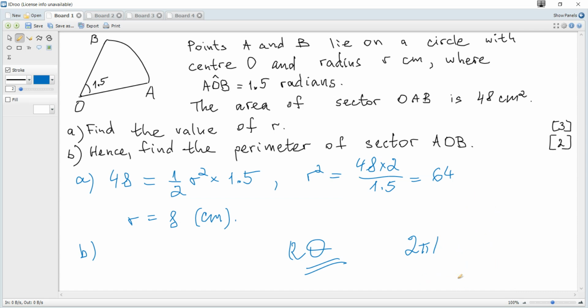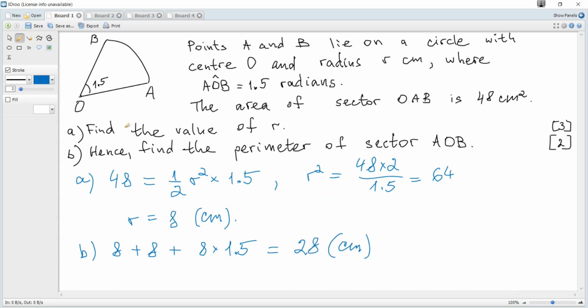So the required perimeter becomes the radius, which is 8, plus 8, plus the length of the arc, which is r theta, r times 1.5. Hence it becomes 12 plus 8 is 20, plus 8 is 28 centimeters.